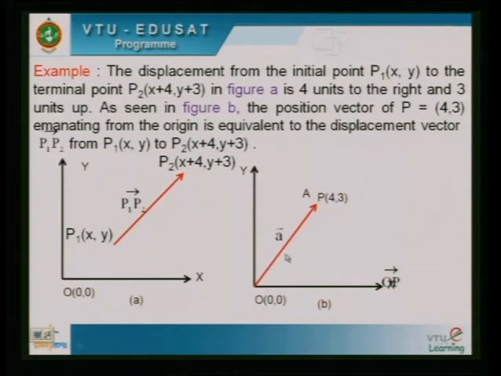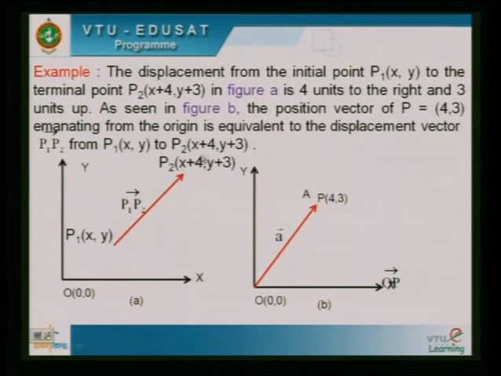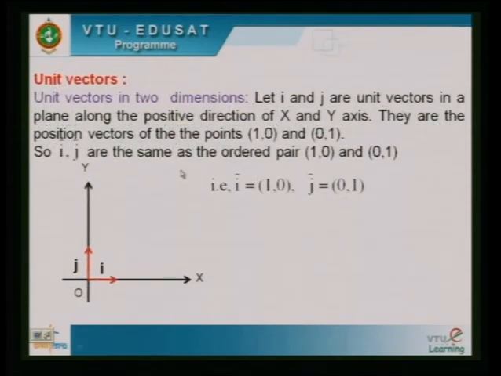Now I wanted to say that these two vectors are equivalent to the displacement vector P1P2. This is the displacement vector from this point to this point. Now we want to define unit vectors in two dimensions. Let i and j be unit vectors in a plane along the positive direction of the x and y axes. They are the position vectors of the points (1, 0) and (0, 1).